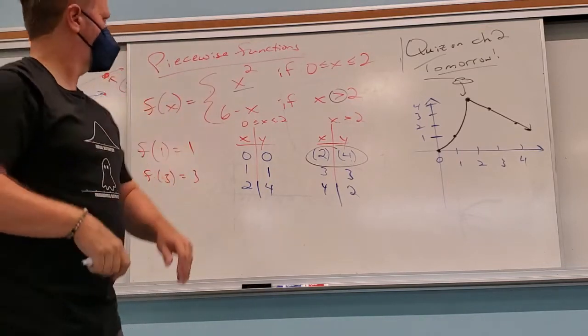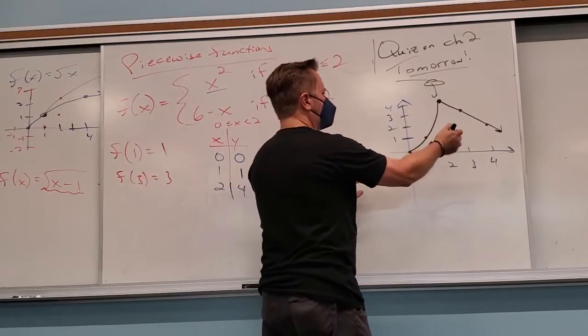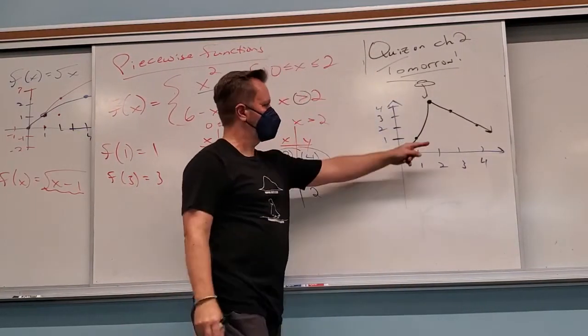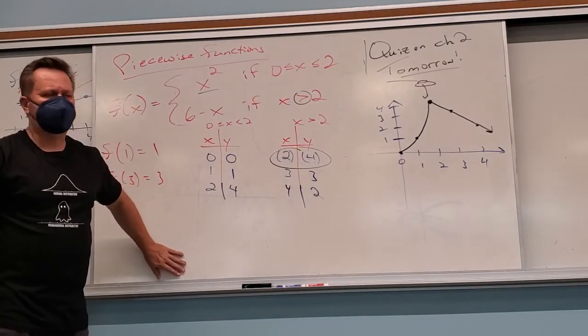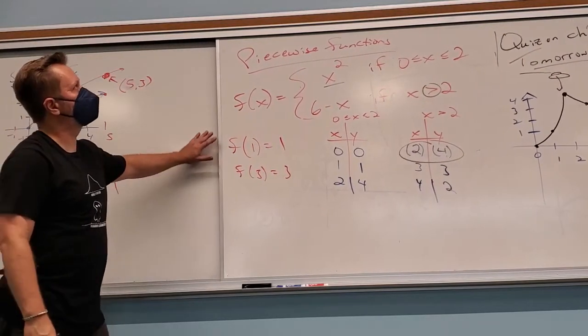Do you see how this makes physical sense? I can totally have this, and then I get hit, and I start going that way. And then we're gonna hit the ground at some point. It's gonna suck for us, but oh well, things happen. All right, so those are piecewise functions.